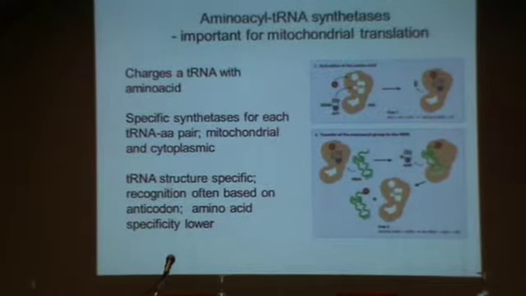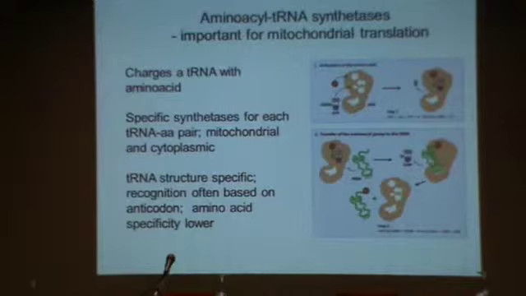I will take you a little bit through the functional verification, because I think it's very important. You cannot take for granted, when you find something which is relevant, that it is actually the disease gene. So this specific gene codes for an alanyl aminoacyl tRNA synthetase, and the function of this protein is to add an amino acid to a tRNA, and then this complex goes to protein synthesis and translation goes on.